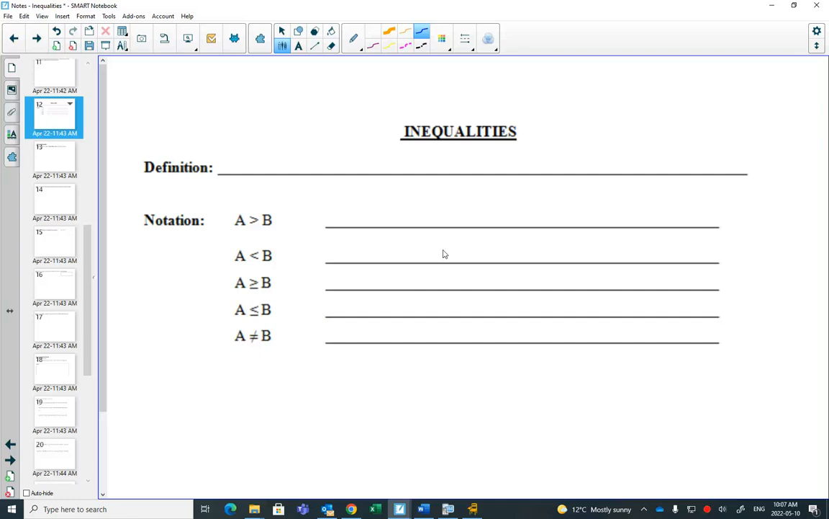So the next part of this unit is looking at inequalities. And we'll start with, what is an inequality? An inequality compares two expressions. An equation makes two things equal to each other. An inequality, sometimes they're not equal to each other. So these are inequalities, and we have this notation.